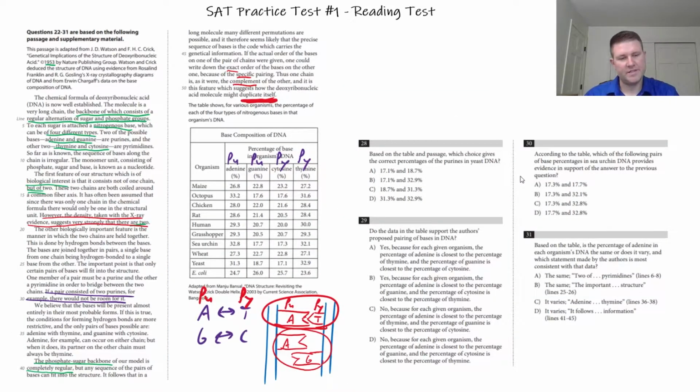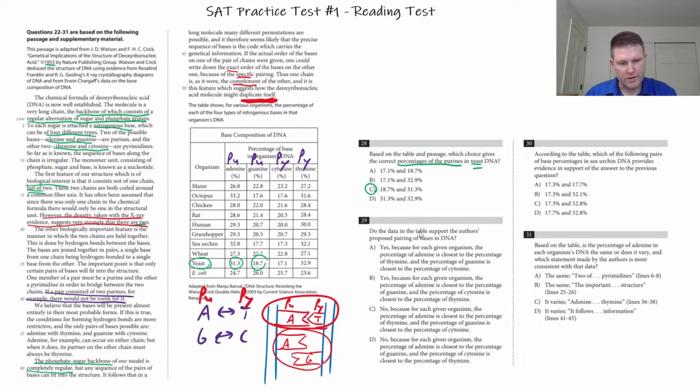28 is just asking about the percentages of purines in yeast. So just head over to the table here. For yeast, and I thankfully labeled the purines here, adenine and guanine, we've got 31.3 and 18.7. So in the reverse order, here we are with C. So 28, not so bad.